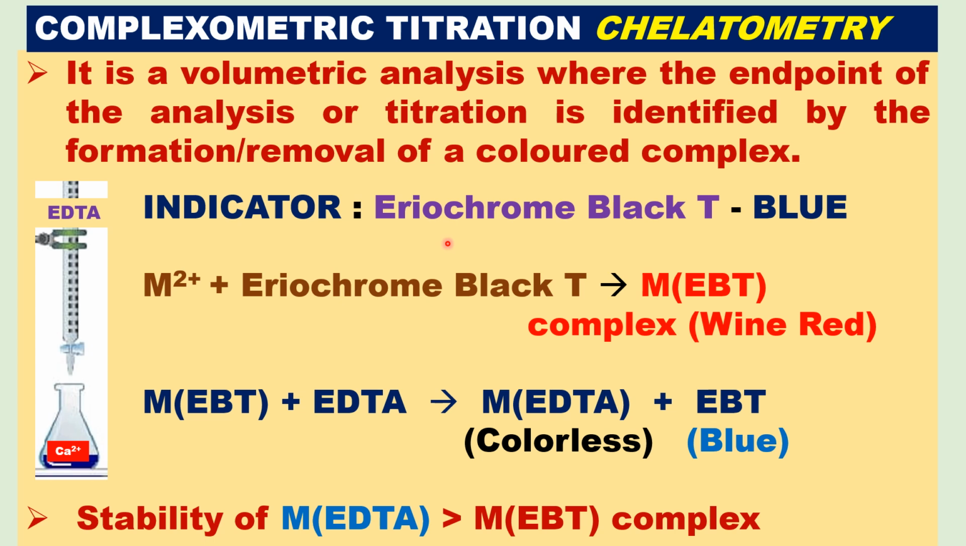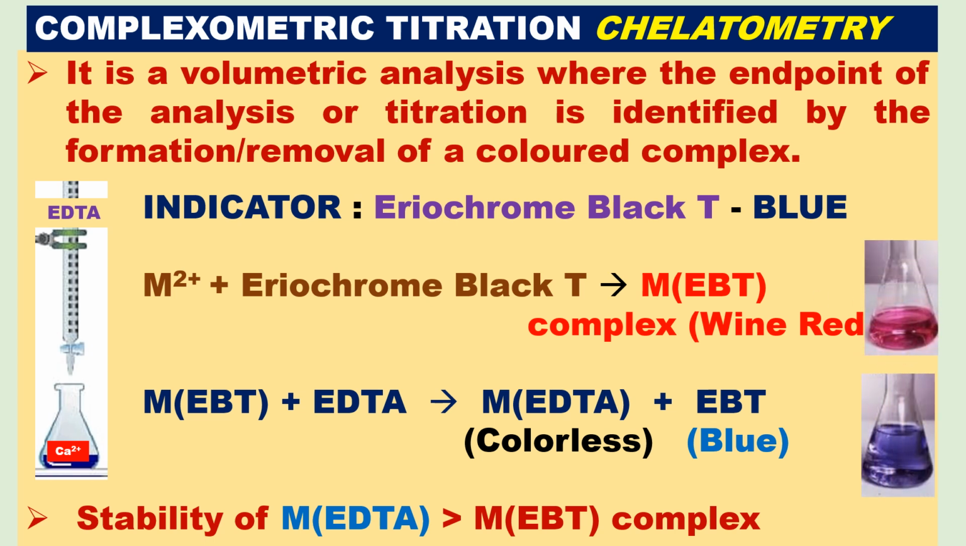What is the indicator used in complexometric titration or EDTA titration? Eriochrome Black T. It is blue in color, blue crystals. It is an azo dye. When you add the indicator to calcium ion, it will form calcium Eriochrome Black T complex. This complex is wine red in color.